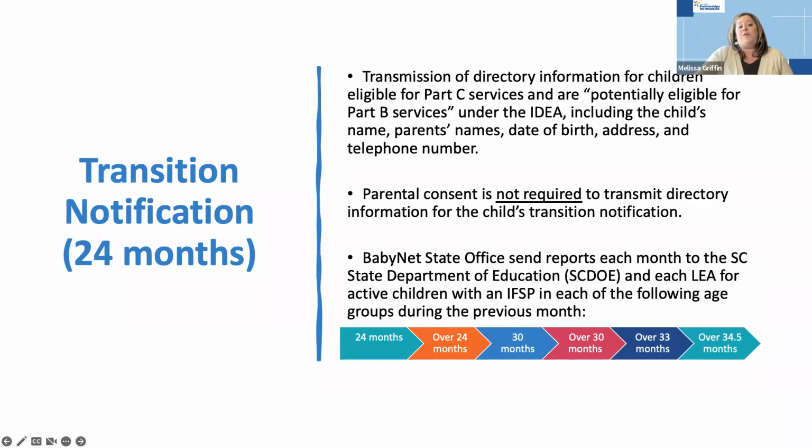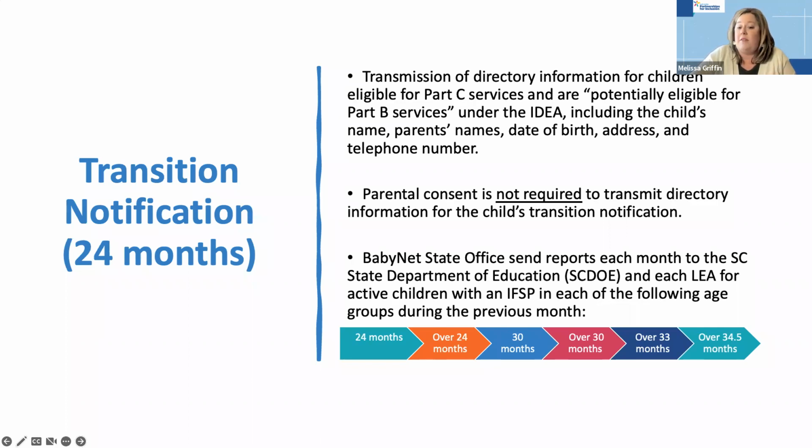Okay. So the first is transition notification. And that process starts on the child's 2nd birthday or 24 months of age. What that is, is directory information for children eligible for Part C services and that are potentially eligible for Part B services. Such information, defined as directory information under FERPA, includes child's name, parent's name, date of birth, address, telephone number. So just basic information. And there is no parental consent needed to transmit that information.